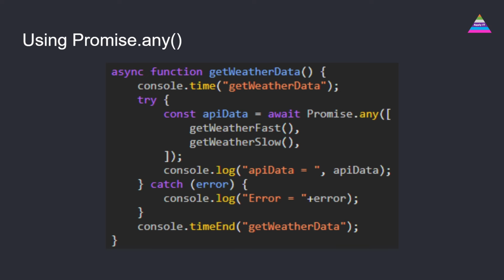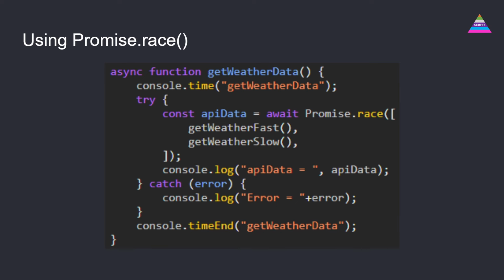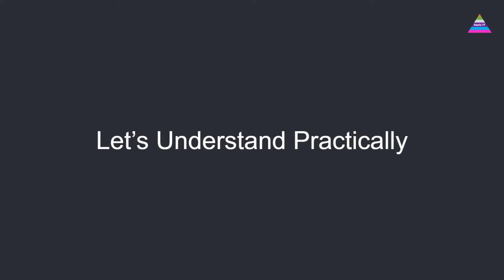So why are we using Promise.any? We try to understand the difference between the use of Promise.any versus Promise.race. For that purpose, here first we try to understand the behavior of Promise.any, and then we are going to compare the behavior of Promise.any with that of Promise.race. So next we use Promise.race. We simply replace the word any by the word race, and the rest of the code is essentially the same. So let's understand this practically.